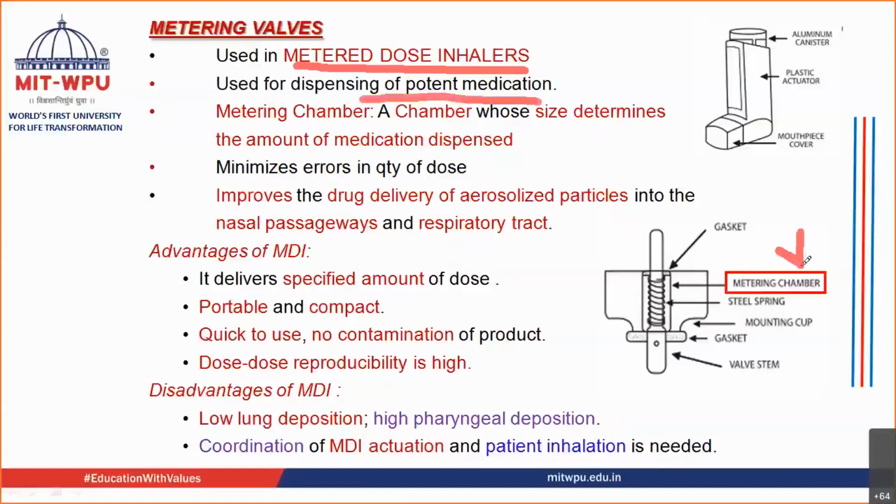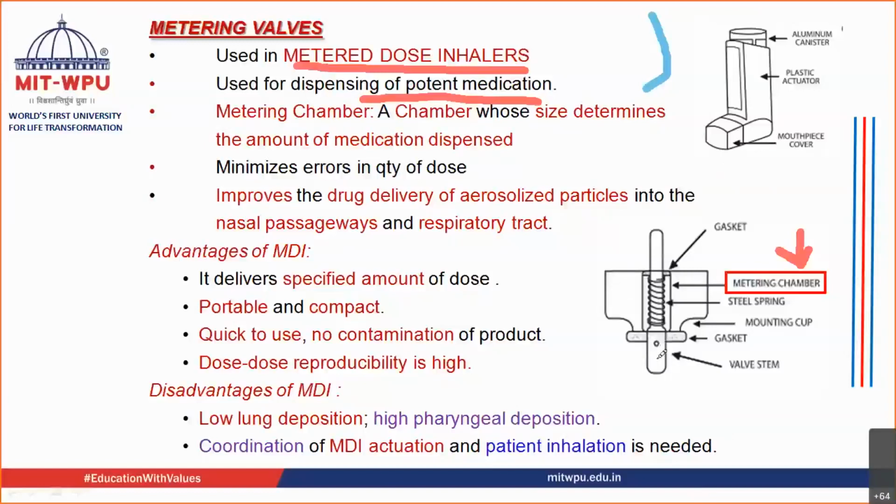So it uniquely consists of a metering chamber. This wall consists of a metering chamber. This is the usual shape in which the meter dose inhalers are available. So this is the structure of a meter dose inhaler. When you press this aluminum canister, that is the container, the actuator that is present below. So this is the inverted form. So this is the top part of that container.